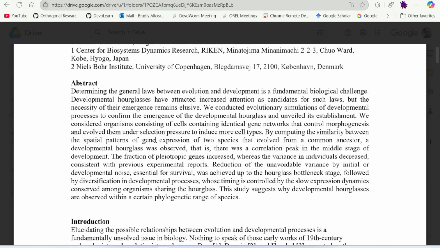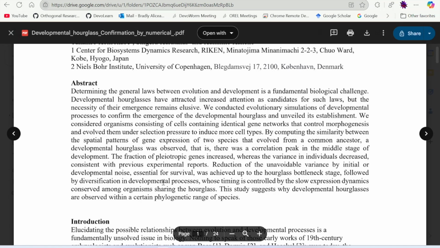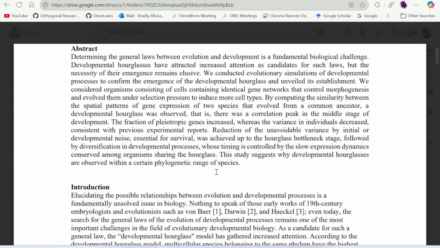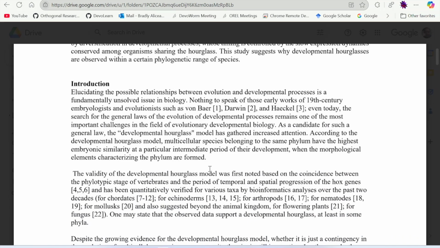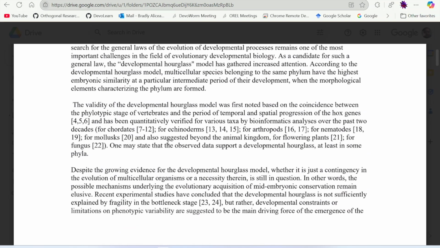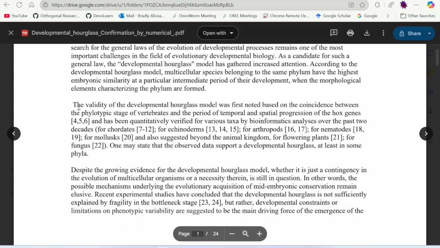This study suggests why developmental hourglasses are observed within a certain phylogenetic range of species. So you see these hourglasses within certain clades, within certain parts of the tree of life. It doesn't really give you a lot of insight from the abstract, but in this case, we're reviewing what a developmental hourglass is and what it produces.